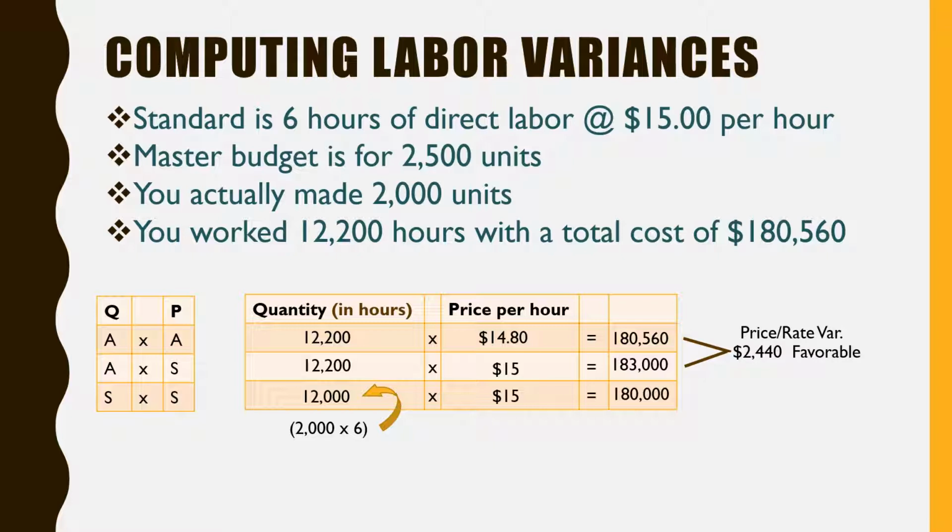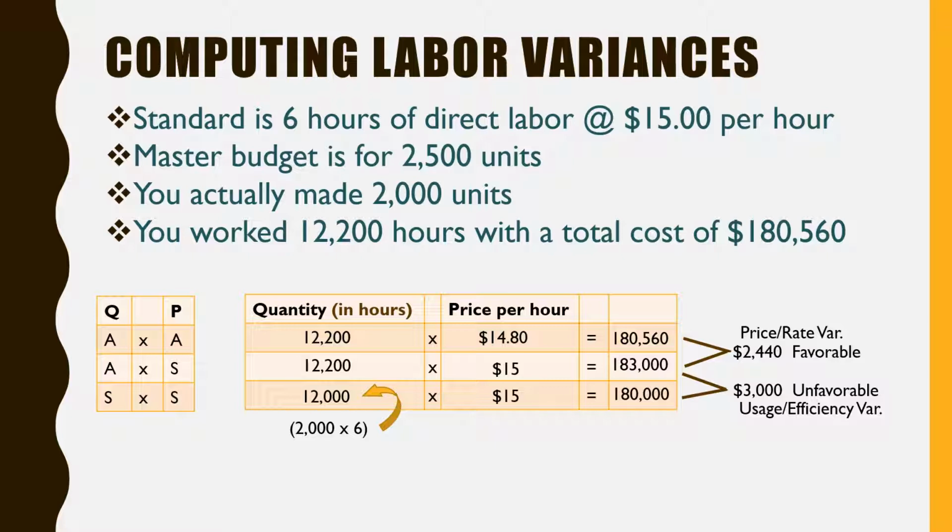So subtract the first two, and that's your price or your rate variance. Different books call it different things. Subtract the other two, you get $3,000. That's called usage or efficiency. Again, different books use different things. But that generally is the same name that you use for materials. It's just labor instead.